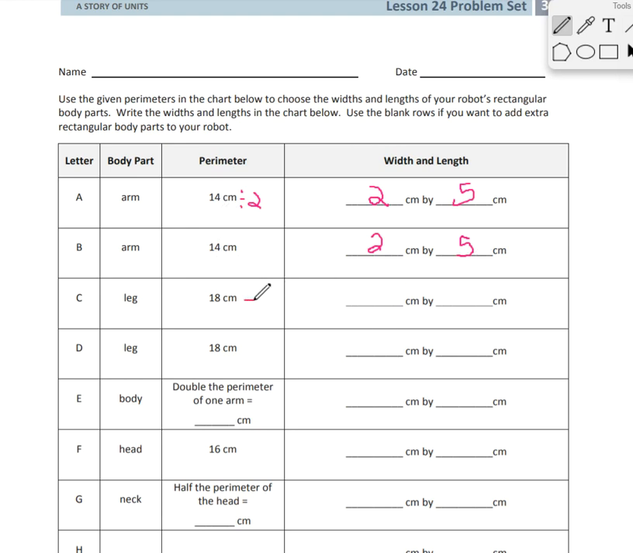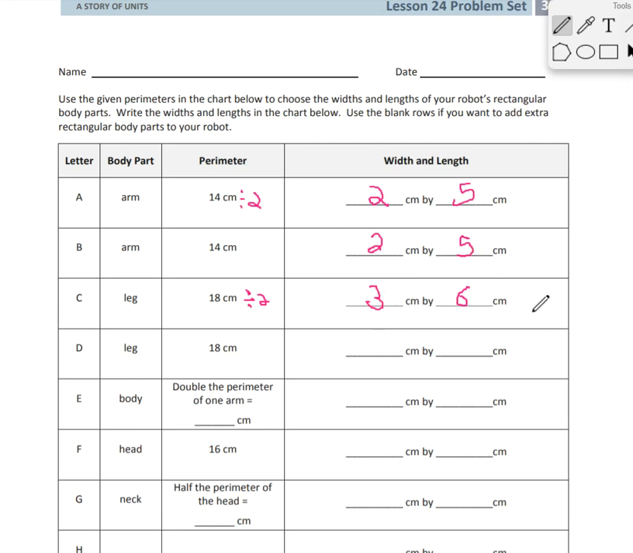Let's look at our legs. So it says it is 18 centimeters long. We're going to divide by 2. 18 divided by 2 is 9. Two numbers that add up to 9. I'm going to do, let's see, it's a leg. Let's do 3 and 6. So like, legs are kind of thicker. We don't want it to be scrawny like an arm. Our legs are normally thicker than our arms. So that's why I picked 3 and 6.